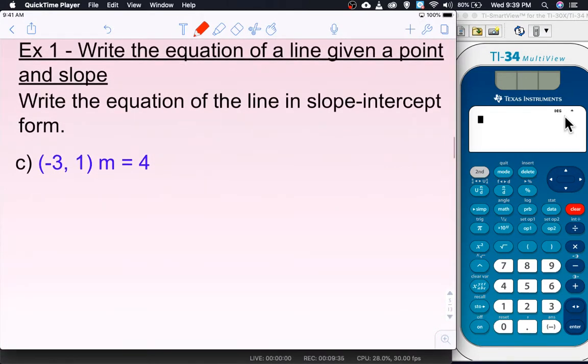Okay, 2 for me, 1 for you. Go ahead and pause the video and try this problem on your own. When you are ready to continue, hit play and we will go through it together.